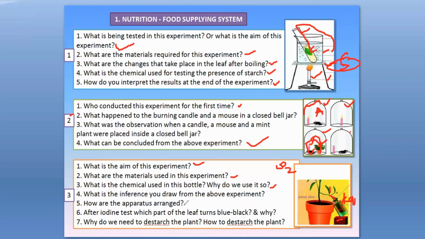What is the inference you draw from the above experiment? So the main result or inference is that CO2 is essential for photosynthesis. Without CO2, there is no photosynthesis.